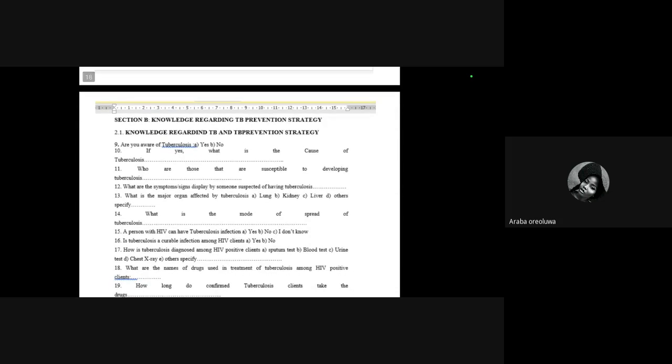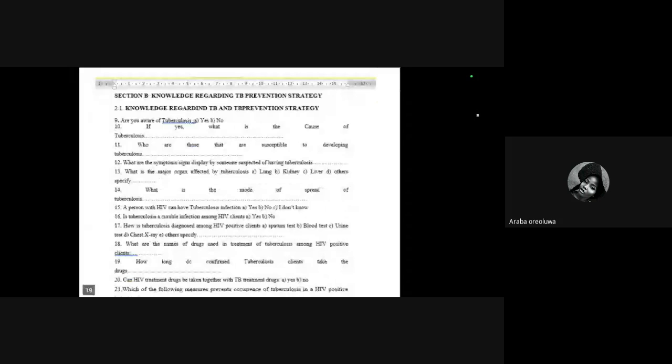Are you aware of tuberculosis? Yes or no? Let's keep that. So who are those that are susceptible to developing tuberculosis? What are the signs and symptoms of someone suspected of having tuberculosis? This is basically talking about their knowledge about tuberculosis anyways. What are the names of drugs used in treatment of tuberculosis among HIV? This is more treatment and all of those things.